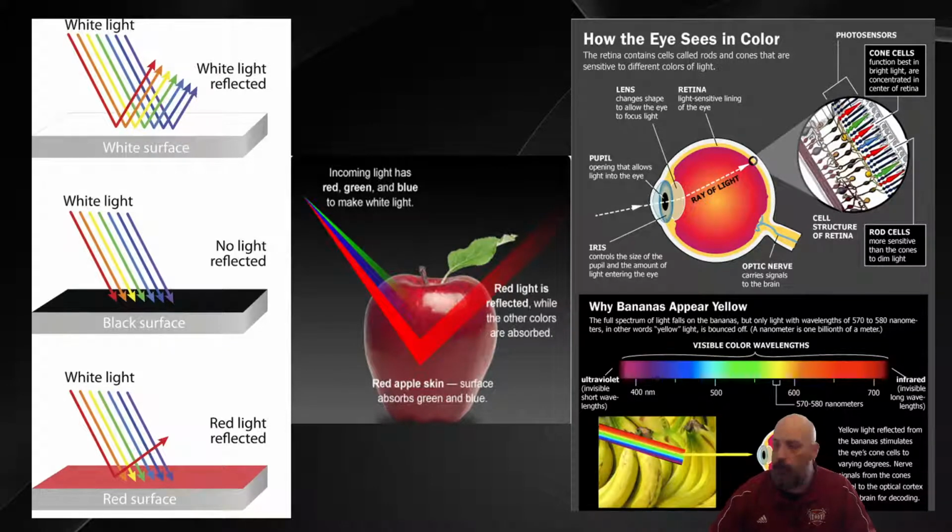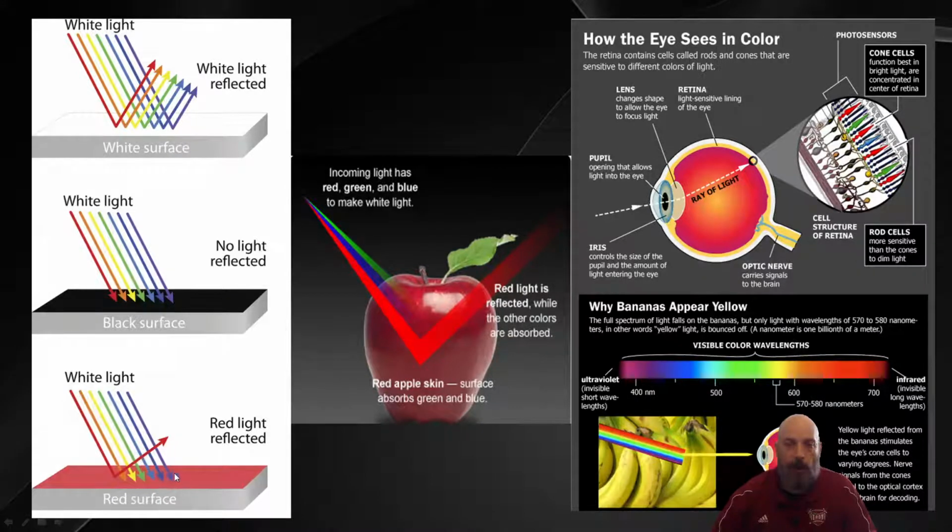Now, if we move something off of a white surface and onto a black surface, this black surface is now going to absorb that light and not reflect it, which is why darker clothes are harder to see than lighter clothes, or why it's harder to see things at night than during the day, because the light is being absorbed by everything around it.